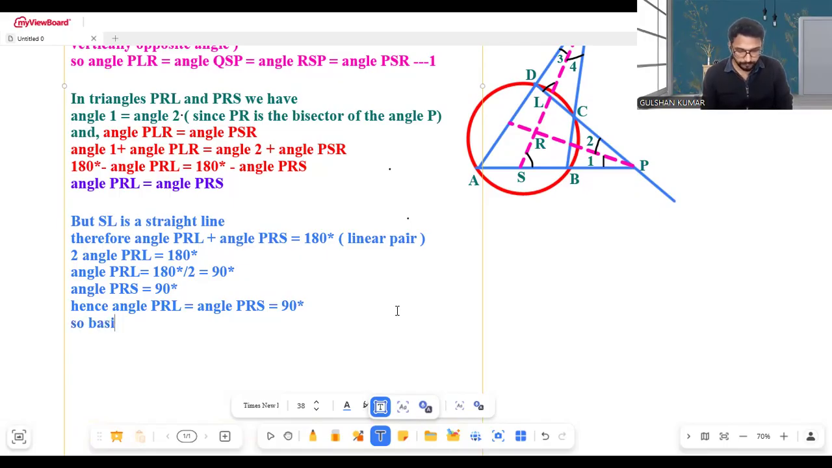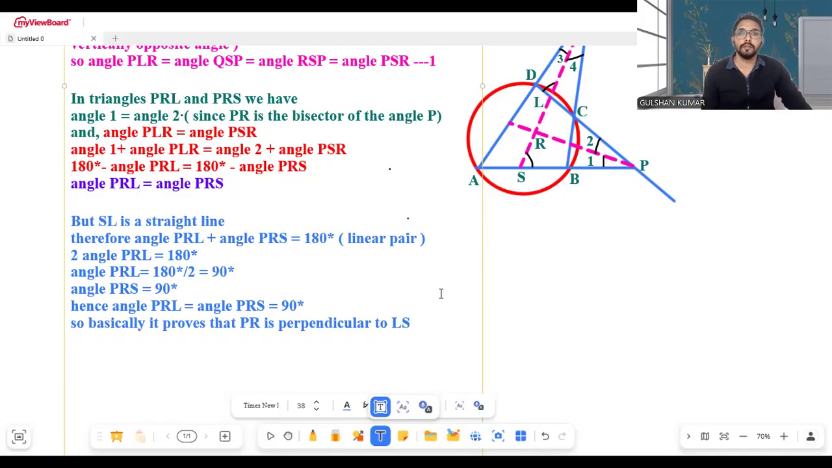So basically, that proves that PR is perpendicular to LS.